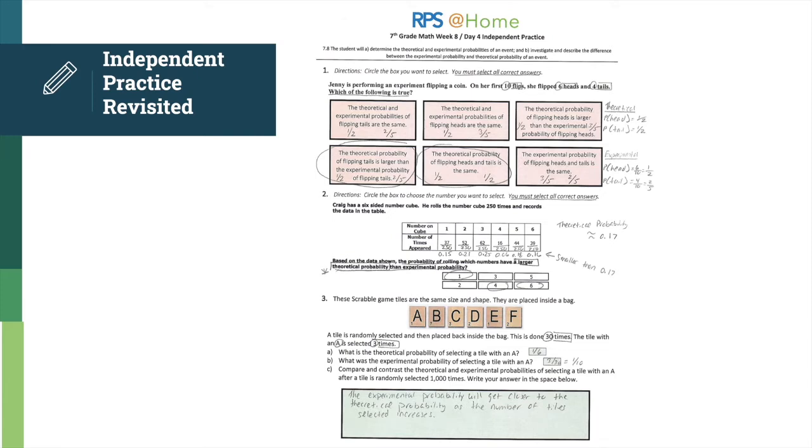For number 2, we have Craig with a 6-sided number cube where he's performed an experiment. But if you notice, the question is asking us which numbers have a larger theoretical probability than the experimental probability. So we have to do some calculations of the experimental probability and then compare it to the theoretical probability. Once we've done so, we've discovered, based on our probabilities, that rolling a 1, a 4, and a 6 both have experimental probabilities that are smaller than the theoretical probability.